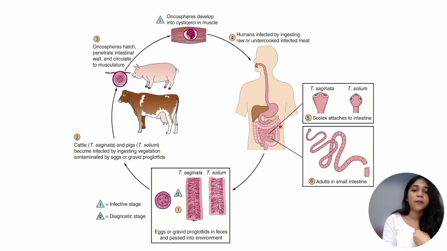When a human ingests meat containing these cysticerci, they get the infection. The scolex attaches to the intestine, and when it develops into an adult, it lives in the small intestine and passes through the feces of the human, and it continues as a life cycle. So this is the life cycle of both Taenia solium and Taenia saginata. Next, we will see about cysticercosis.